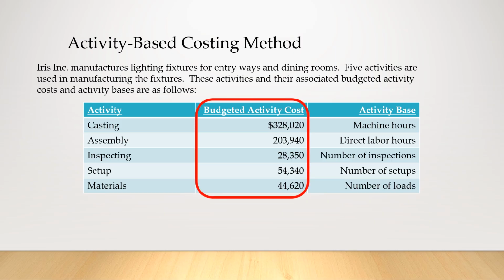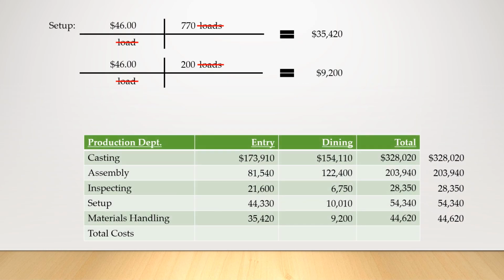Look back at that very first table and the budgeted activity costs. They reconcile with our calculated totals to the exact amount. Our total cost allocated to entryway fixtures is $356,800. For dining room fixtures, total allocated cost is $302,470.